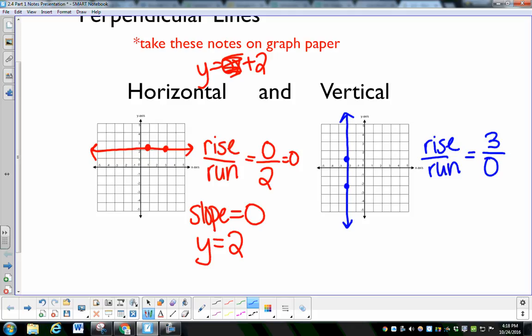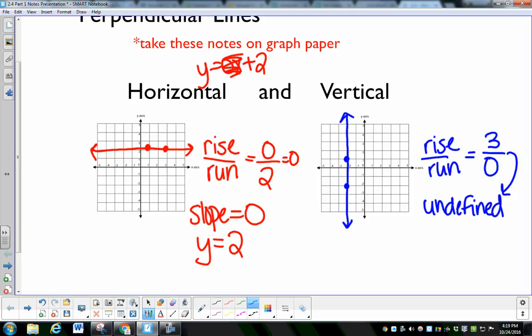Now hopefully you remember this, that anything divided by 0 is undefined. And you might remember Slope Dude on this graph too. Remember he yells undefined as he goes down the cliff. So the slope of this line is undefined. Vertical lines have a slope of undefined.